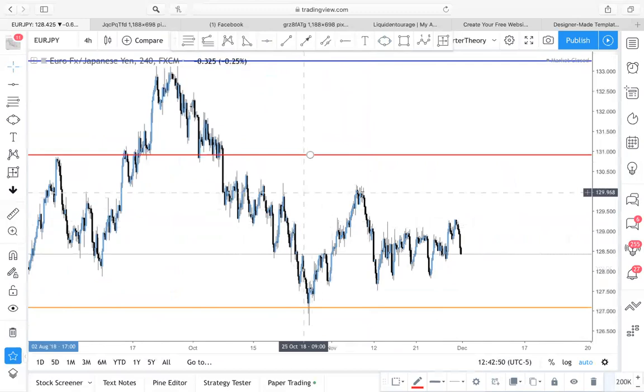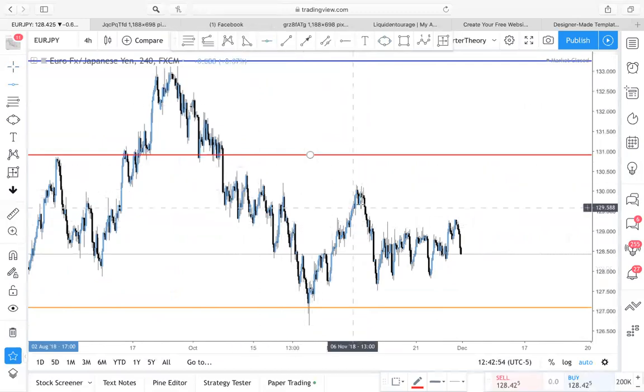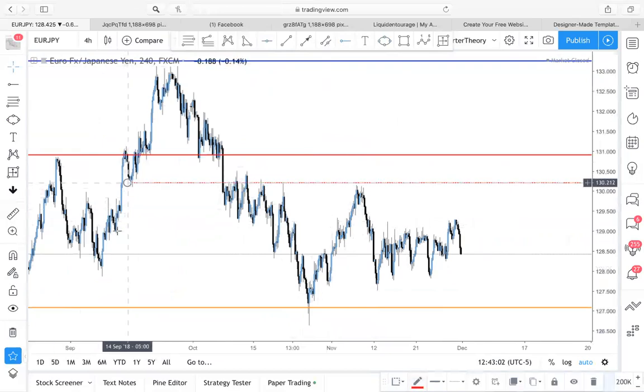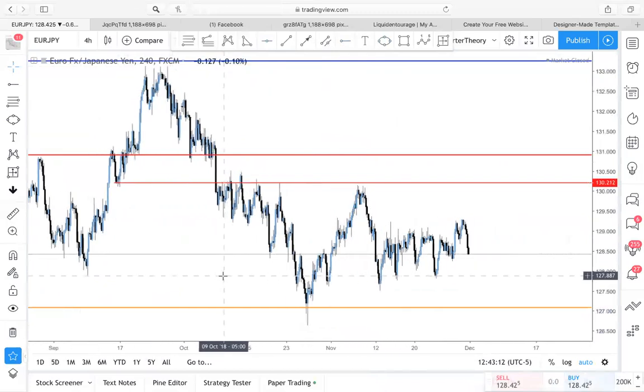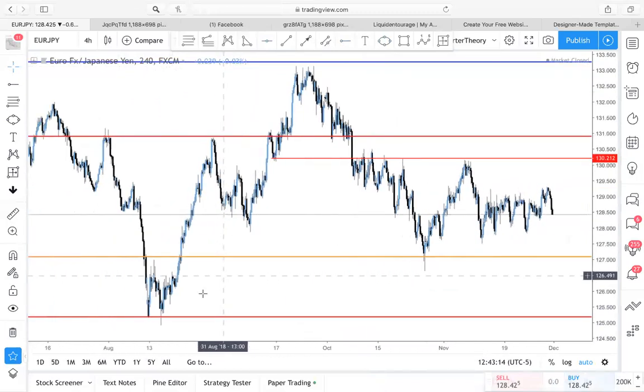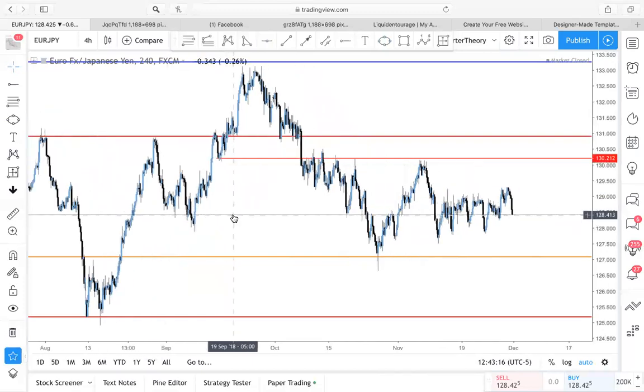Maybe even, let's say, right over here. Let's use this line here. It's red. Right there. Let's make this a nice solid line. There you go. So that's how you do your levels of support and resistance from an institutional level.